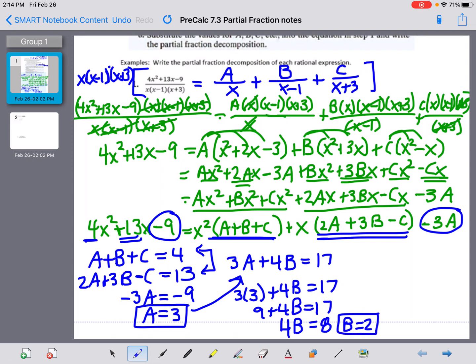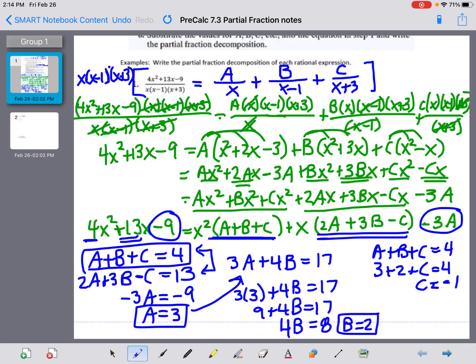Choose any equation I want. I'm going to take that top one over here anyways. a plus b plus c equals 4, and I already know a is 3. I know b is 2, and my c I don't know. I'm going to subtract that 5, and c equals -1.